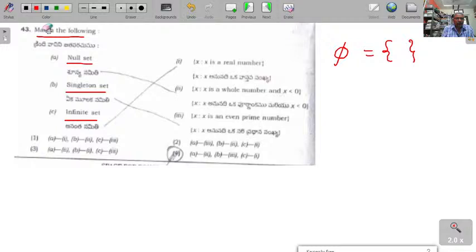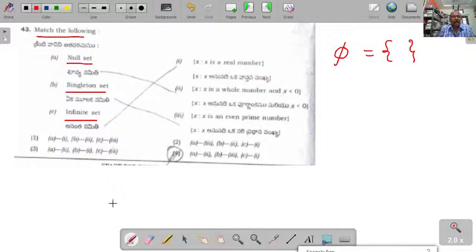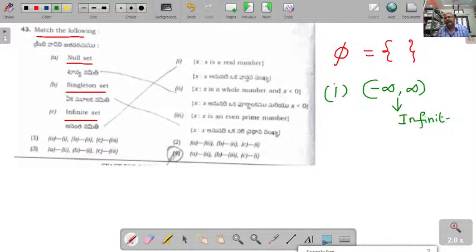So let us move one by one. Now let us move to the first one. You see, x is a real number. X is a real number means negative infinity to positive infinity. So this is the infinite set. Real numbers are infinite, so it is matched to the set of real numbers.